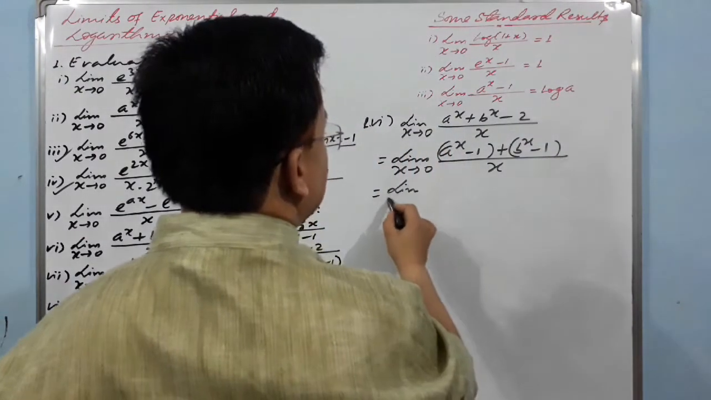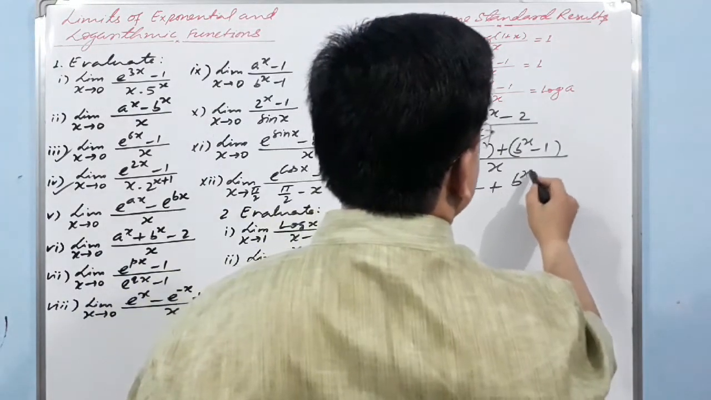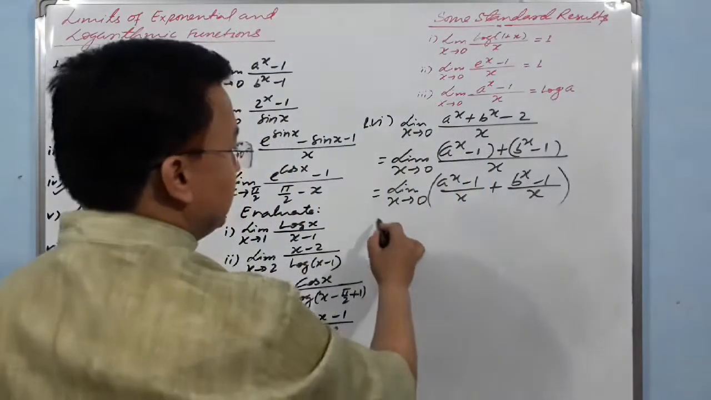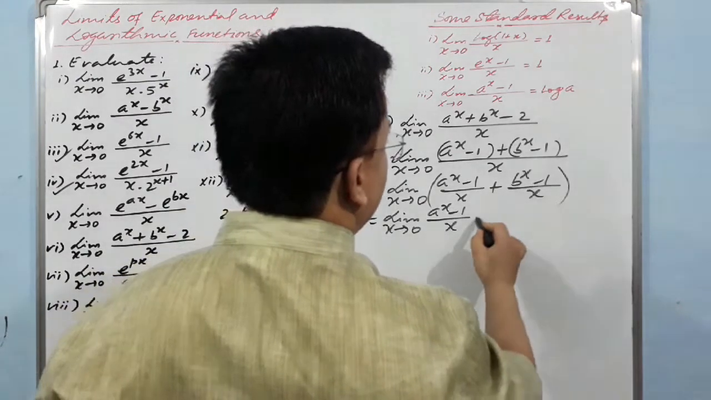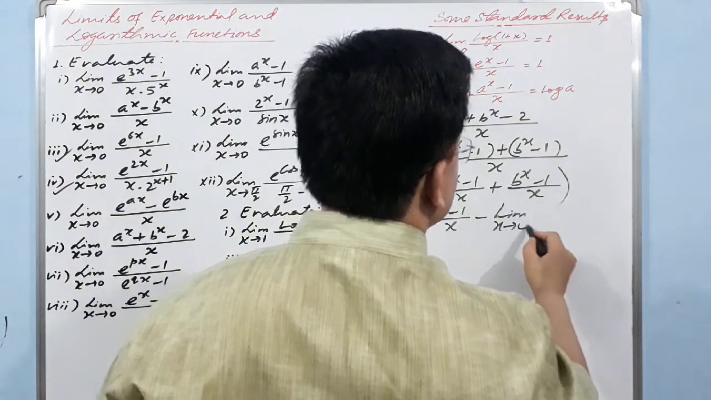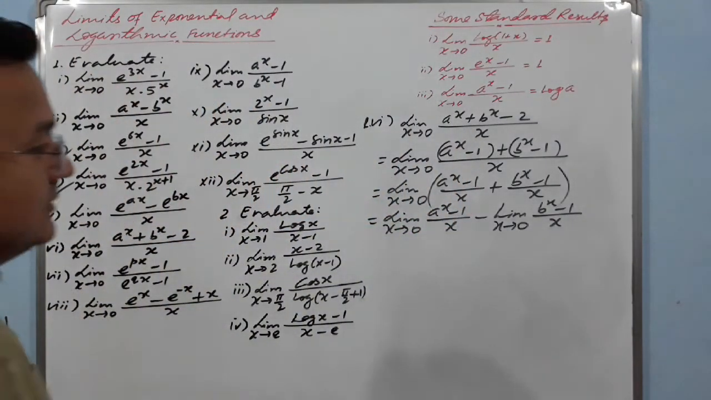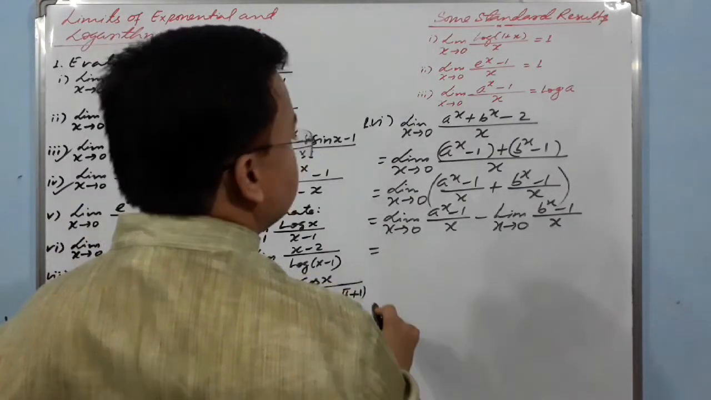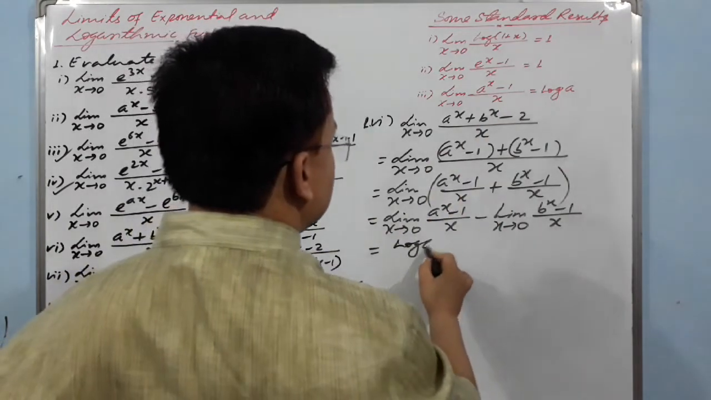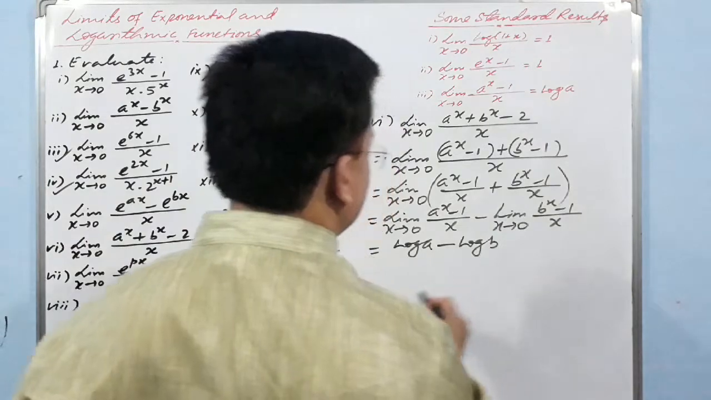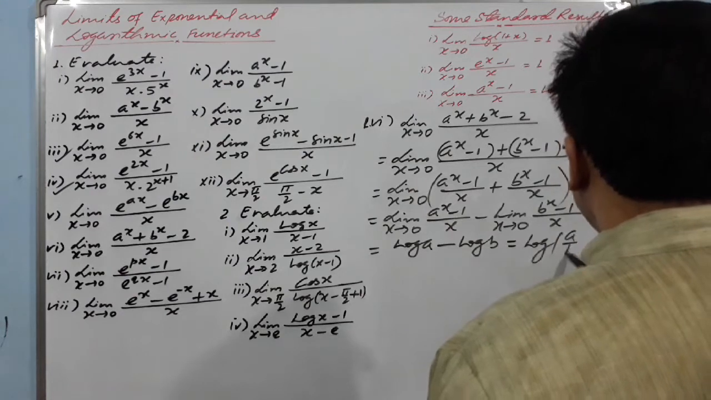Now we can write it separately: limit as x tends to 0 of (a raised to power x minus 1) over x plus (b raised to power x minus 1) upon x. Now write down limit x tends to 0 of (a raised to power x minus 1) over x minus limit x tends to 0 of (b raised to power x minus 1) over x. As x tends to 0, the limit of this is equal to log a, and this is your log b. Log of a minus log b, we can write as log of a upon b.